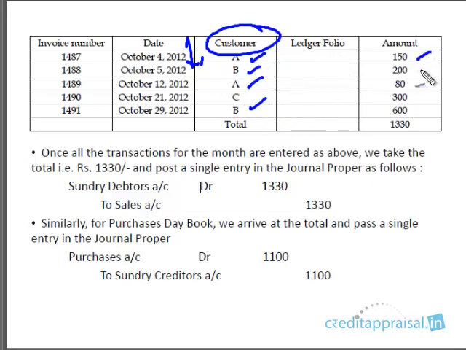So the total of this particular sales day book for a particular month will give the total sales of that month. So in this October, the company has made sales of 1330, okay? So what we then do is we make a combined entry.